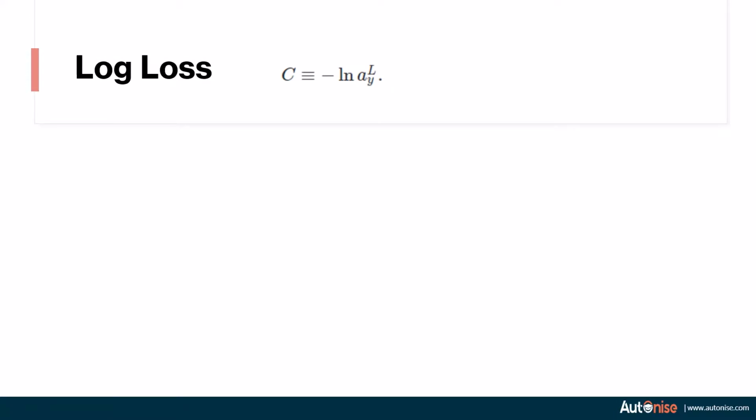Next, let us have a look at another loss function, which is the log loss. I'll explain why we are having a look at this after we understand the log loss. So this is the equation of the log loss, which is just minus ln of the output of the model. What this means is that the cost function is just the negative of the natural log of the output of the model. This is only true when the target is 1. Otherwise, the cost is 0.